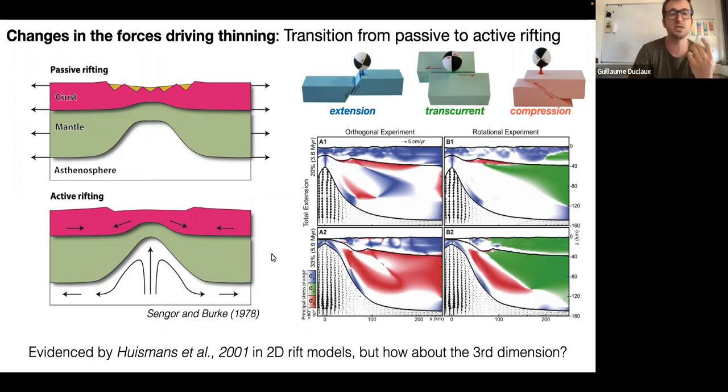This is a transition between the classical sort of passive rifting, where you pull on the system and the asthenosphere rises passively, and active rifting, where now the asthenospheric mantle rising is able to create its own space and push the material away. This was evidenced already by Hausmann et al. in 2001 for a 2D rift model. And what we wanted to check was how does it work in 3 dimensions, not across the rift, but along the rift propagation.